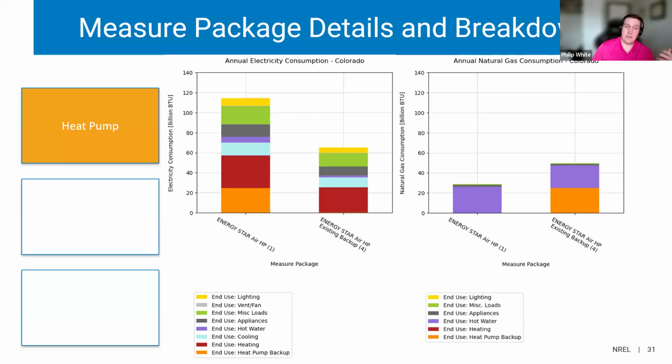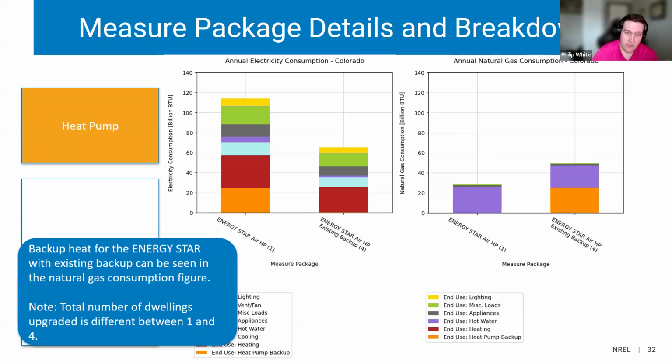So how does this look in the annual results? About what you would expect. So here is measure package 1, measure package 4. These are the same heat pump specifications, except for the heat pump backup heat method. You can see that measure package 4 has no electricity backup heat, but has a significant amount of natural gas backup heat.